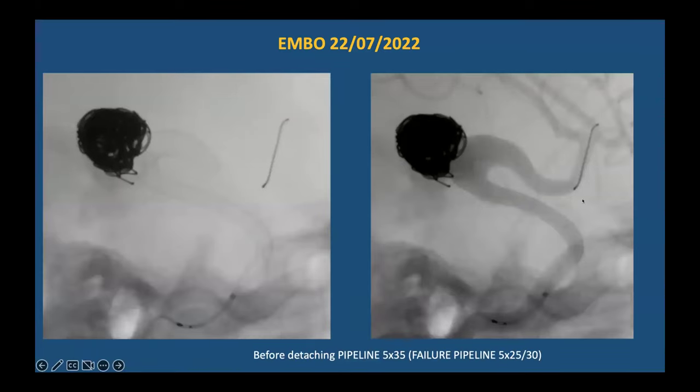It was really, really difficult. I wanted to put it from here. It never opened. I tried 2 different pipelines. So at the end, what we arrived to put was a 5x35 that was clearly too long there, but it was the only one that I could open. I took almost 1 hour of trying. And so it was, of course, not a nice result.